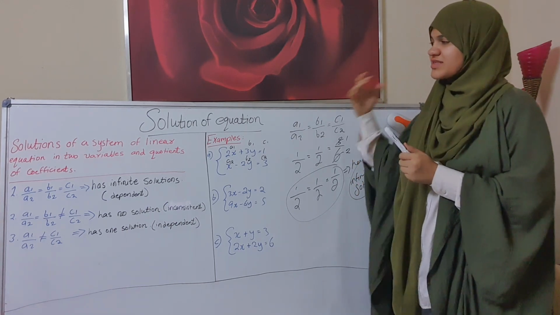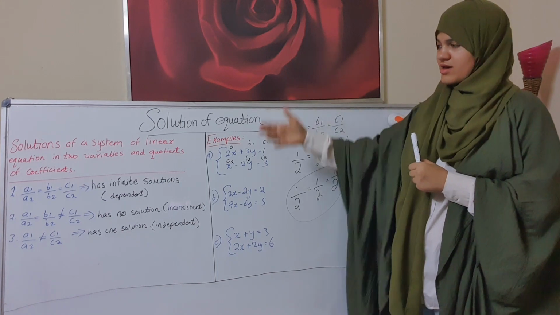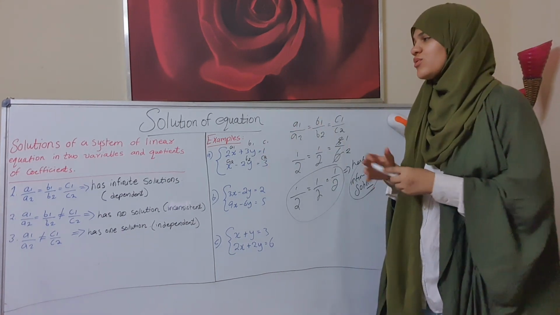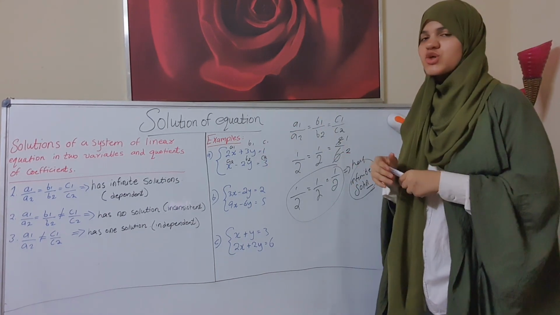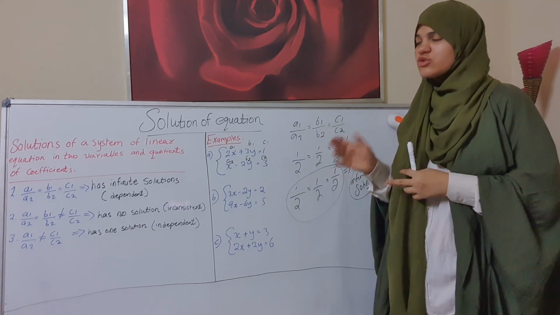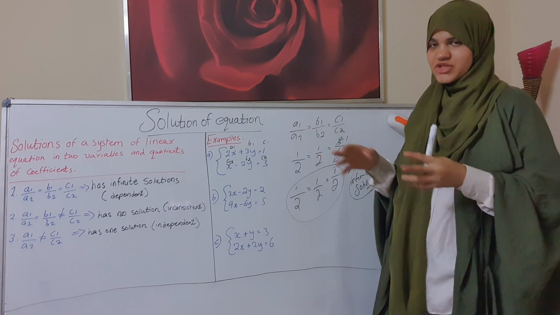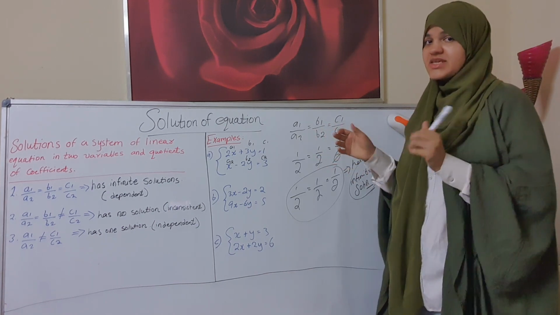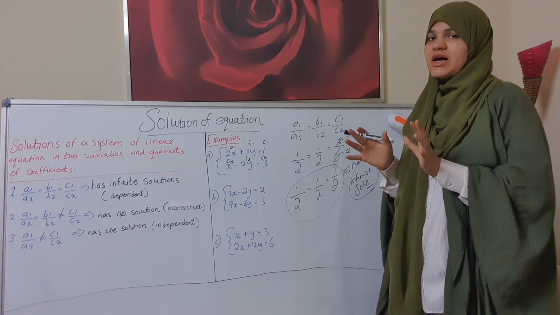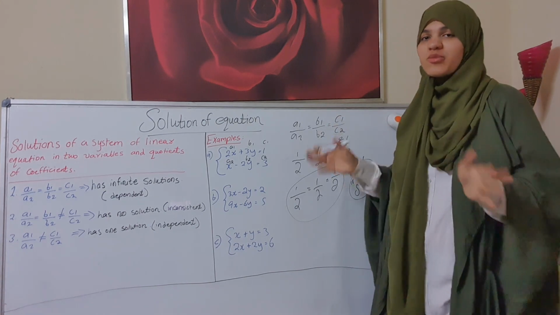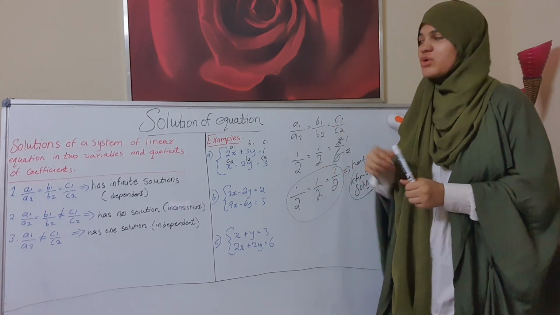So these were some examples about these rules. Now we will bring an example which is a word problem. It includes the same thing, solution of a system of linear equations in two variables, but in the form of a word problem. So let's solve it together.